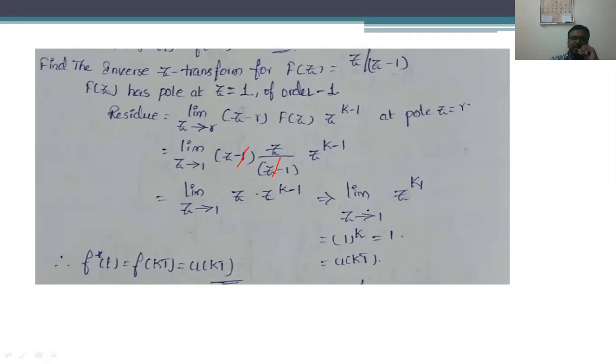So just substituting the value of z is equal to 1 in this one, we are going to get 1 power k, that is always 1. So therefore, the f of z is going to be converted into f of kt, that is f of k or f of kt, that is u of k. That is nothing but the inverse z transform for the step function. So in a similar manner, we are going to solve the remaining problems.